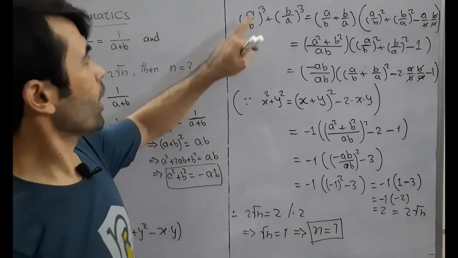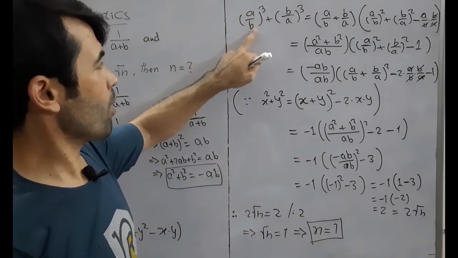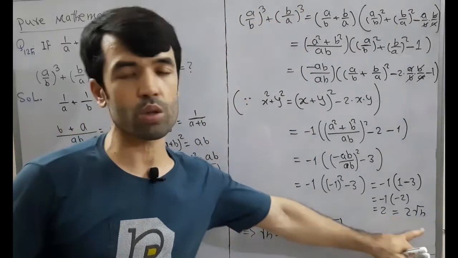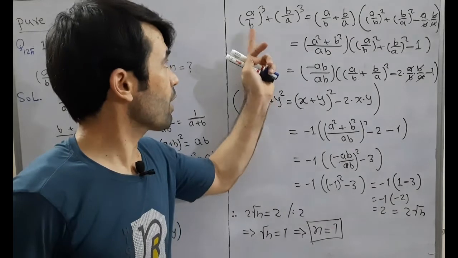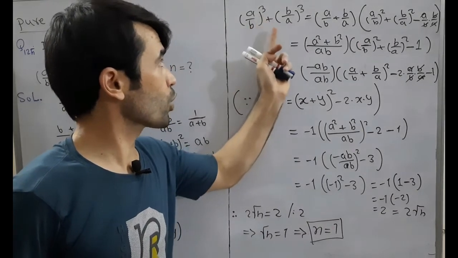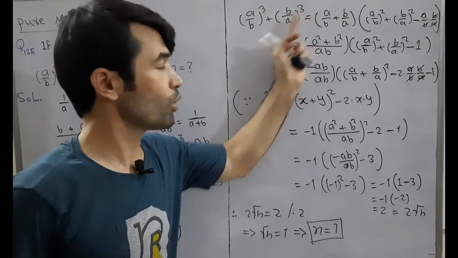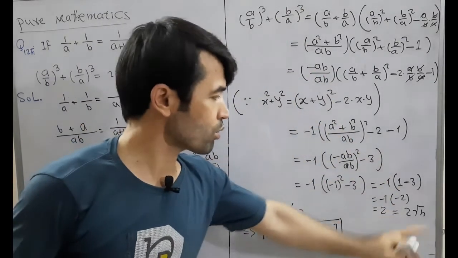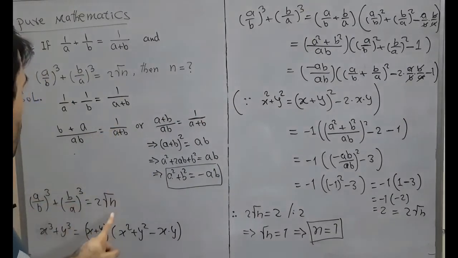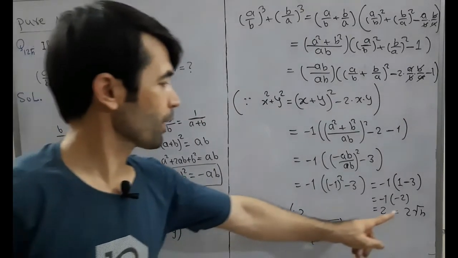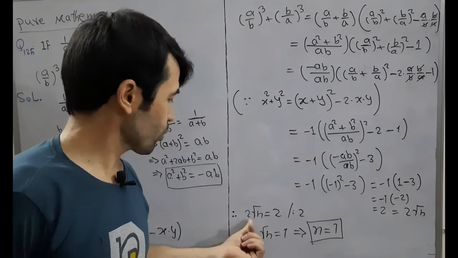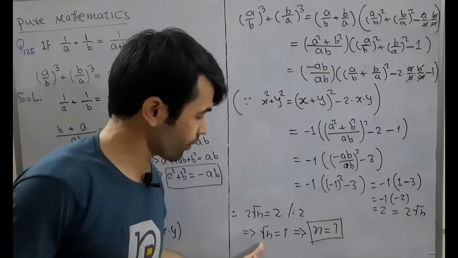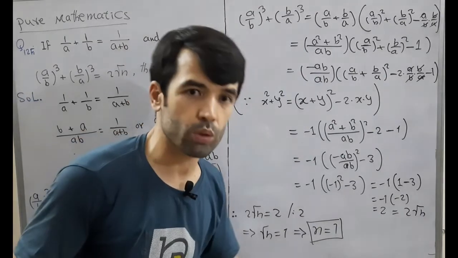Actually, the expression a over b whole cube plus b over a whole cube is equal to 2 square root of n. We find the value of a over b whole cube plus b over a whole to the power 3 is equal to 2. So it is also equal to 2 into square root of n. Now 2 into square root of n is equal to 2, dividing both sides by 2, we get square root of n is equal to 1. This implies n is equal to 1.